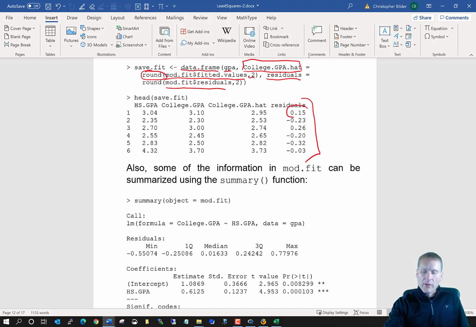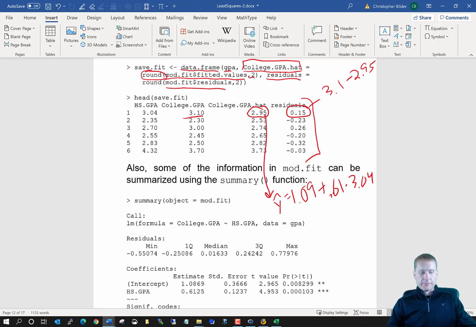So for example, this residual here is equal to 3.1 minus 2.95. How does this 2.95 come about? It comes about through using our estimated regression equation. So y hat is equal to, let me get it in my notes here, 1.09 plus 0.61 times 3.04. If you do the math, you get 2.95. So this is a nice little data frame summary of what's going on.